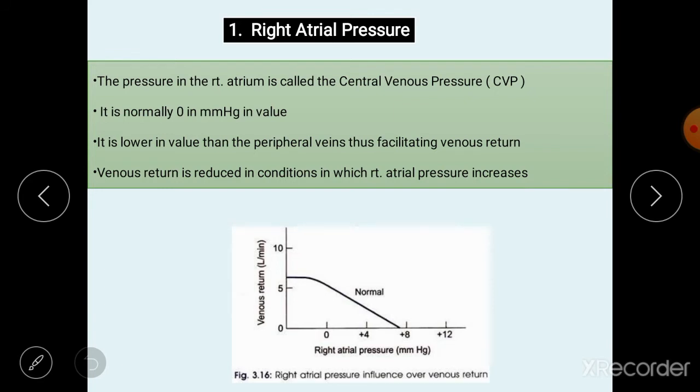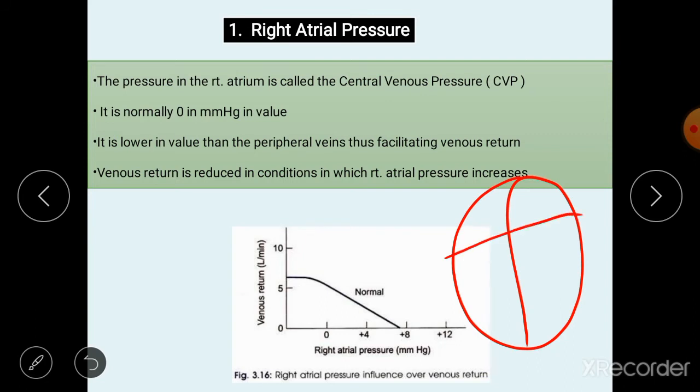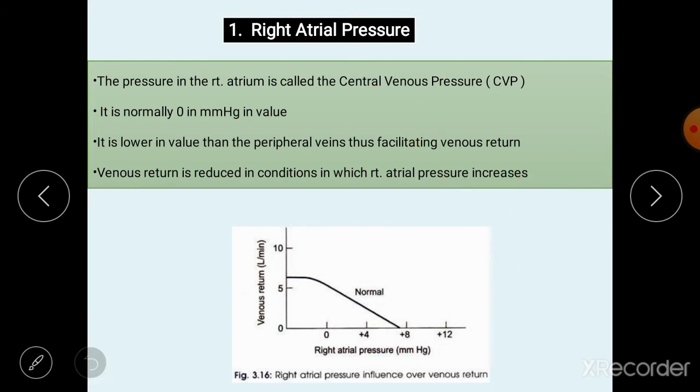And if you increase it further to around 7.5 or so, the venous return becomes zero, that this pressure is not compatible with life. So for effective venous return, for the blood to return from the superior and inferior vena cava into the right atrium, the pressure within the right atrium must be zero, so there can be adequate venous return. So this is the role of the right atrial pressure in determining your venous return.